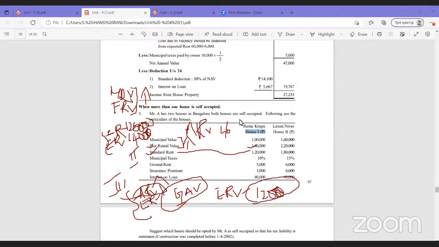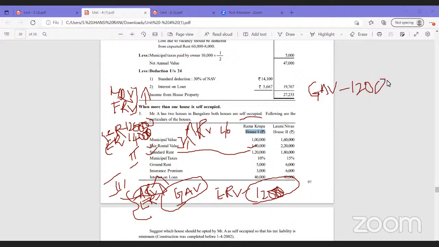As here it is mentioned that both houses are self-occupied, he has not given any rent to us. So it's an assumption that we are taking 2 situations. So now we got gross annual value as 1,20,000. So whenever we do the problem, our answer will be like this. Gross annual value 1,20,000. This is according to the format.